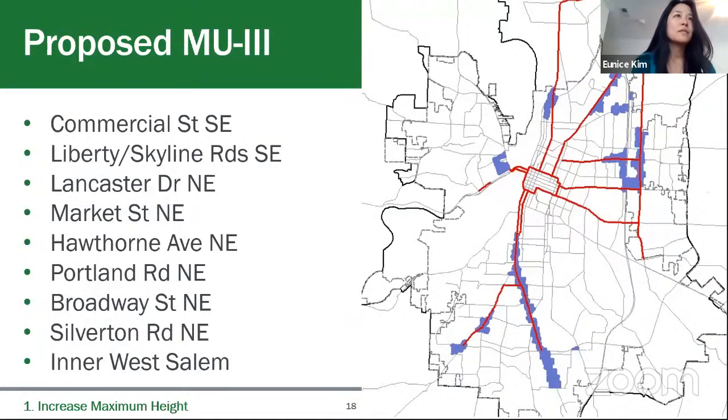Where we're proposing the mixed use 3, you'll see is largely along the core network, down Commercial, Portland Road, a little on Market, Lancaster, and some centers and intersections on Liberty. So these are the areas we're thinking about. Again, most of these areas are currently commercial retail that have a 50-foot height limit.